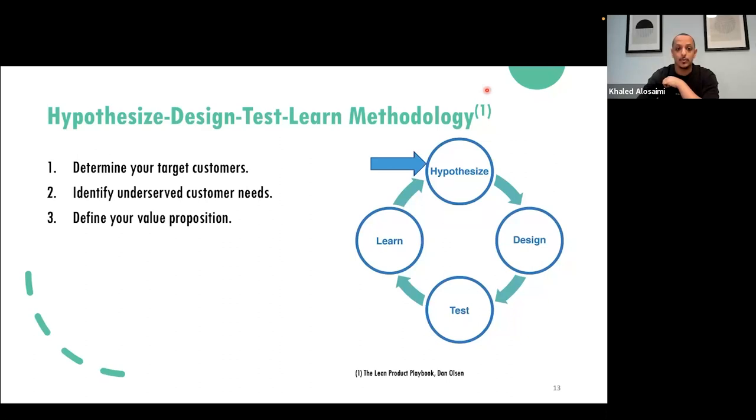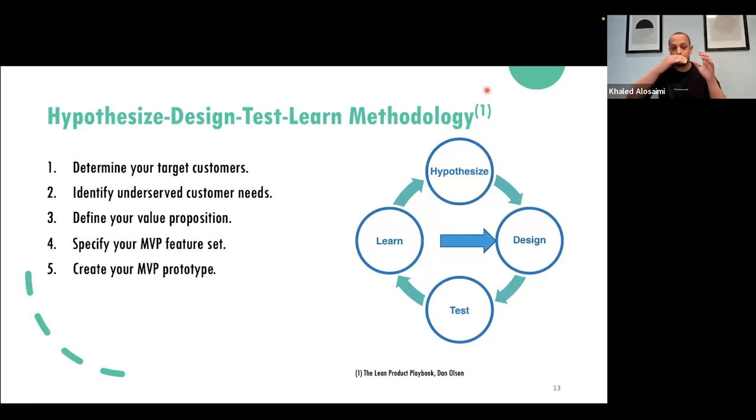So you need to start by determining your target customers, which you already did in your homework, and identify the underserved customer needs, which will translate to your value proposition. Now, you will deep dive even more, not just high level, you'll start creating your hypotheses. You have your problem and you think this problem is important to these target customers, and you think you will solve it with these feature sets.